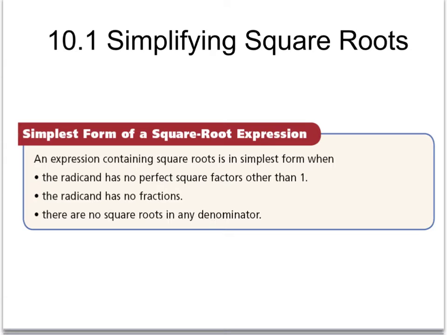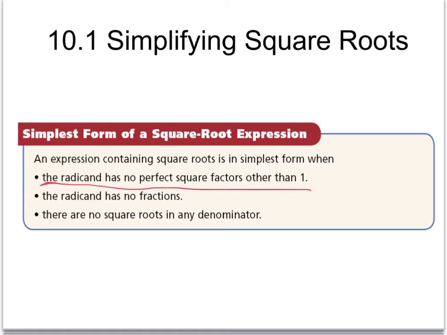Okay, an expression containing square roots is in simplest form when, and this is the most key one, the radicand has no perfect square factors other than 1. So when we get past using just the calculator and breaking it down into radical expressions, you need to know that it's completely simplified if the radicand has no perfect squares.